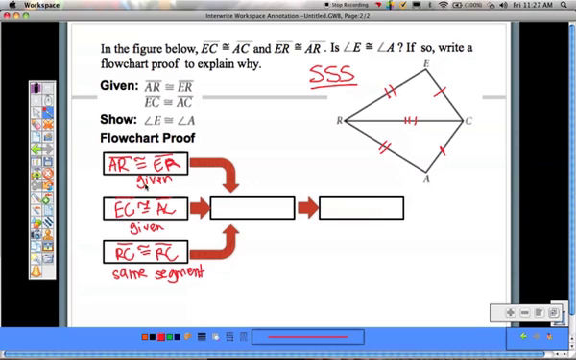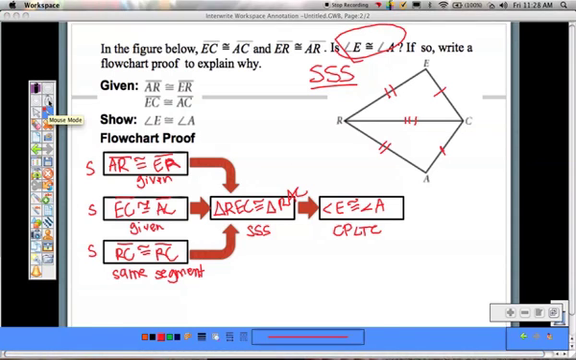Okay, so we have side, side, side. We've shown that they're congruent. So now we can say, all right, triangle REC is congruent to, remember, whatever way you name the triangle, you have to name the second one in corresponding order. So that'd be RAC. And the reason is the side, side, side conjecture. And if the triangles are congruent, then we can answer this question. Angle E is congruent to angle A, and the reason would be CPCTC: corresponding parts of congruent triangles are congruent.